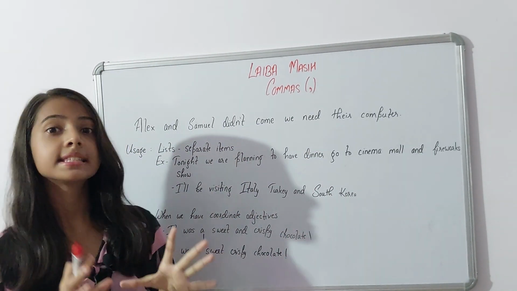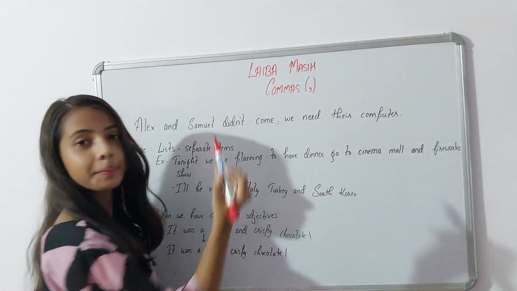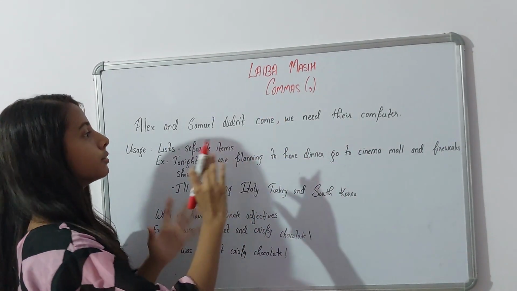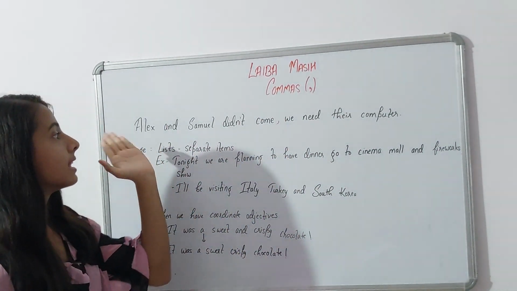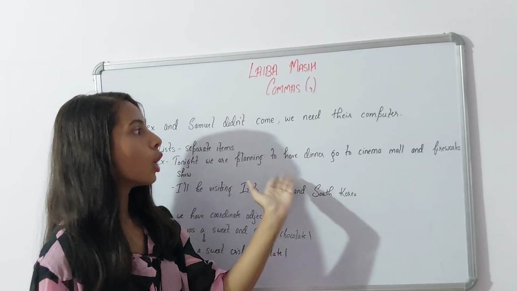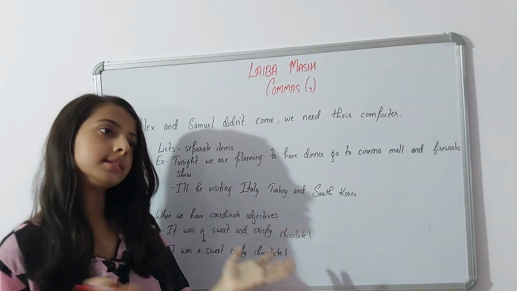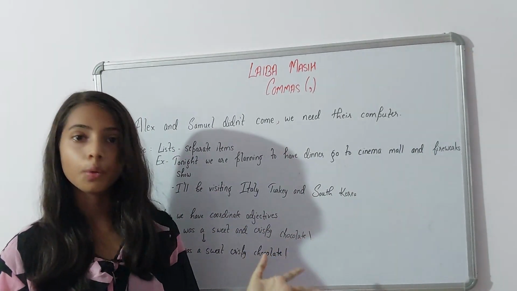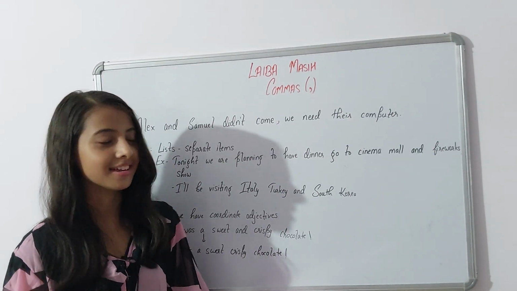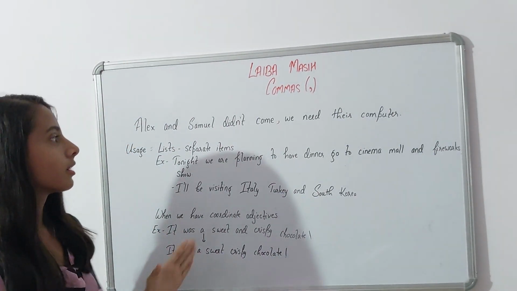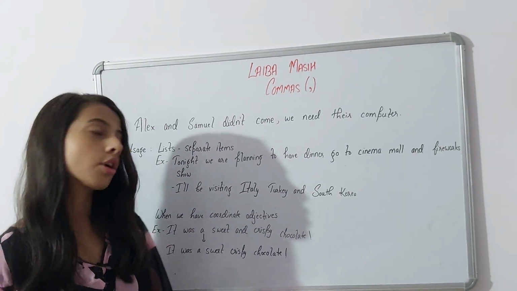So to make it make sense, we add a comma here to separate them. That is, Alex and Samuel didn't come, we need their computer. So it is telling that they didn't come, we need the computer, they are not available, so what can we do? So it's in that sense. I hope you understand it. Okay, now, hope you got it. Why is it important to use commas?